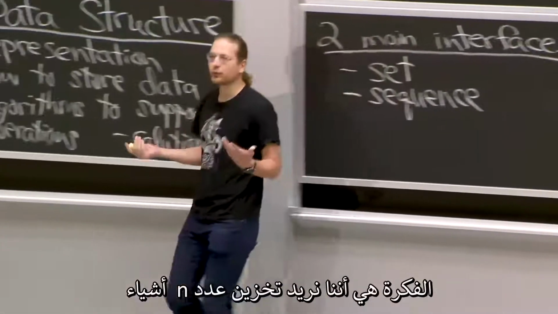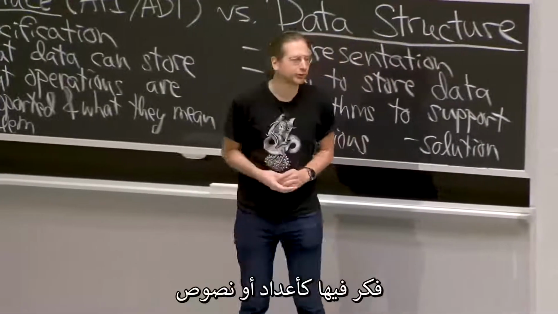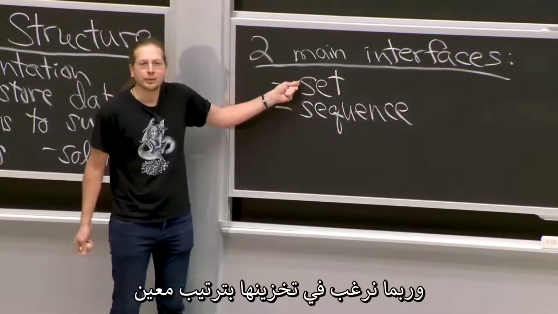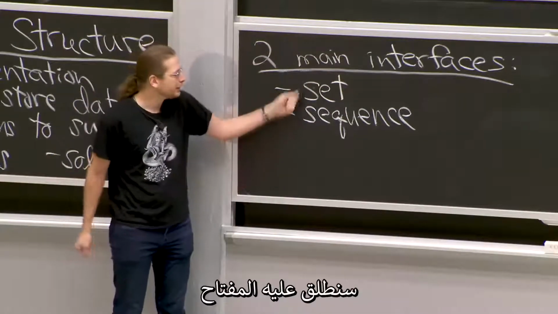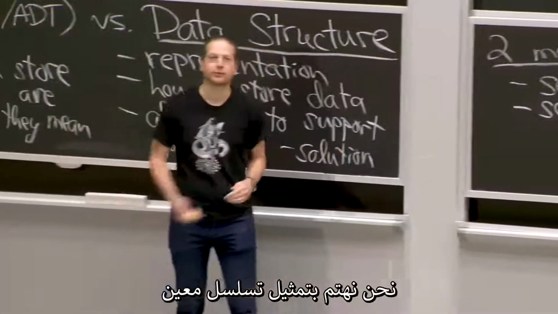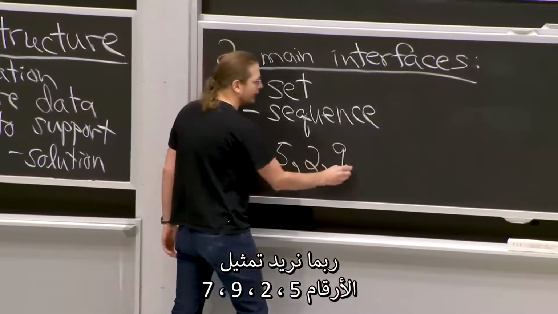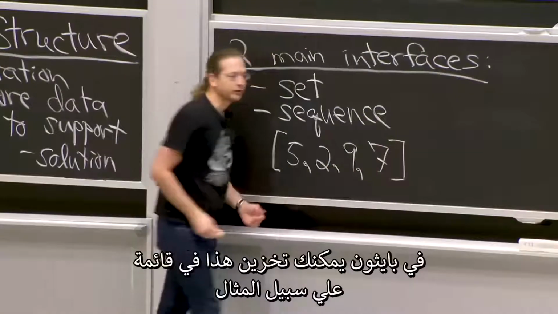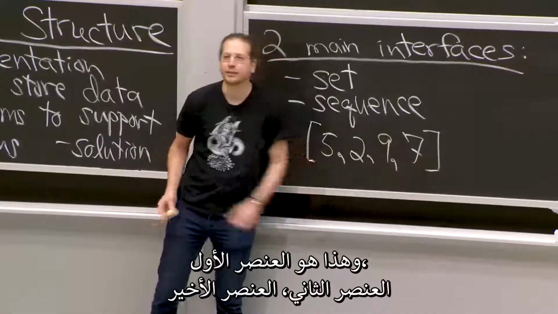The idea is we want to store n things. The things will be fairly arbitrary. Think of them as integers or strings. On the one hand, we care about their values. And maybe we want to maintain them in sorted order and be able to search for a given value, which we'll call a key. On the other hand, we care about representing a particular sequence that we care about. Maybe we want to represent the numbers 5, 2, 9, 7 in that order and store that. In Python, you could store that in a list, for example. And it will keep track of that order. And this is the first item, the second item, the last item.